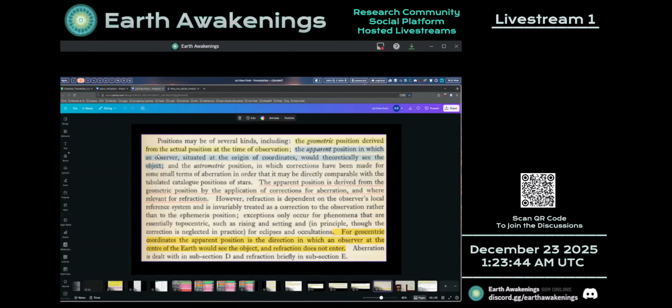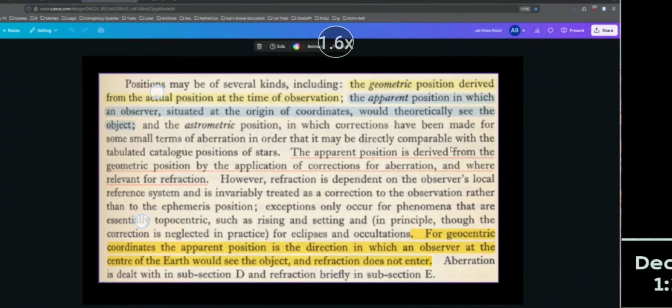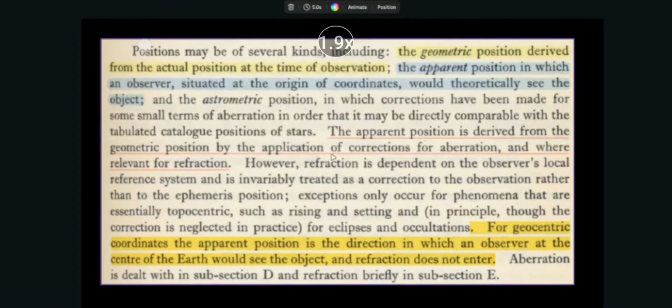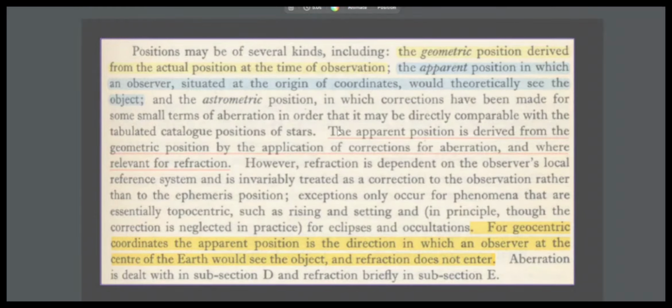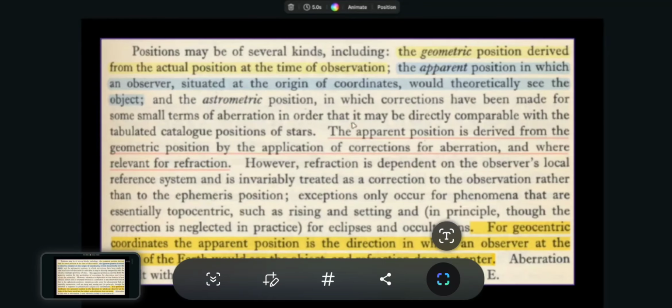So the geometric position is derived from the actual position at the time of observation, the apparent position in which the observer situated at an origin of coordinates would theoretically see the object, the astronomic position in which the corrections have been made for some small terms of aberration or whatever they need to adjust in their tabulated catalog for the star positions. The apparent position is derived from the geometric position by the application of corrections for aberration, where relevant for refraction. So again, this is how to compensate for where the star is apparently versus where it should be with respect to their coordinate system, using that 15 degree per hour deviation.